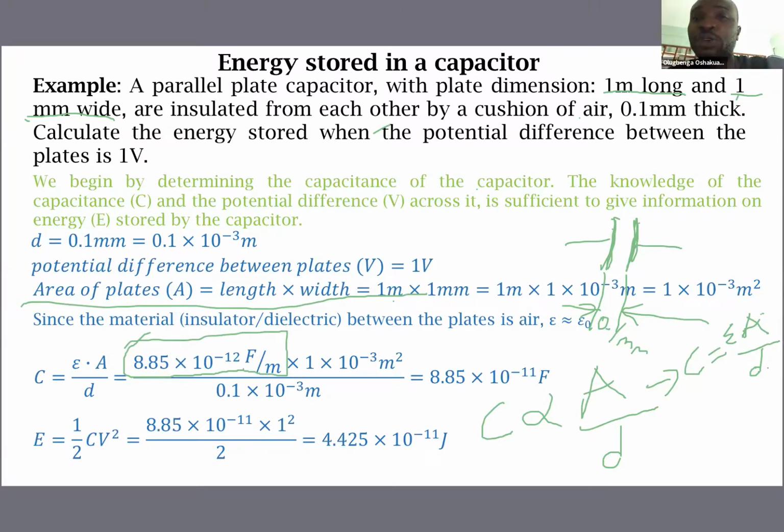So putting all that into the equation, we would have our capacitance to be 8.85 times 10 raised to the power minus 11 farad. And the energy stored, since we know the capacitance and we know the potential difference between the plates, is half CV squared, as in 1/2 times the C, which we've just obtained, times V squared. The potential across the plates has been given to be 1 volt. And that brings us to the 1 squared we have here.